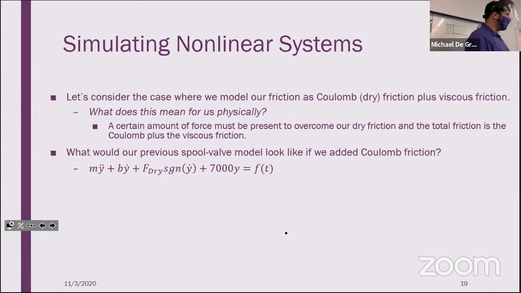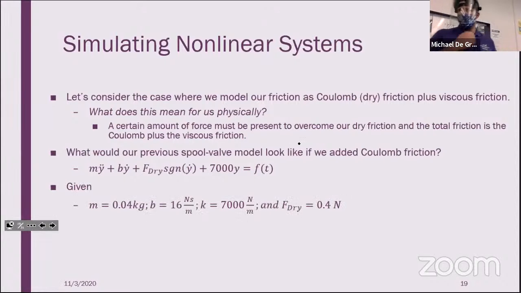And we've got the signum function. Remember, the signum function is non-continuous. It returns the sign. If you have a negative y dot, it's going to return a -1. If it's positive, it's going to return a +1. At 0, it's 0. F dry is the magnitude of my friction force, so we need to know something about our parameters. And here they are. Well, hey, these are the same parameters we've been using.